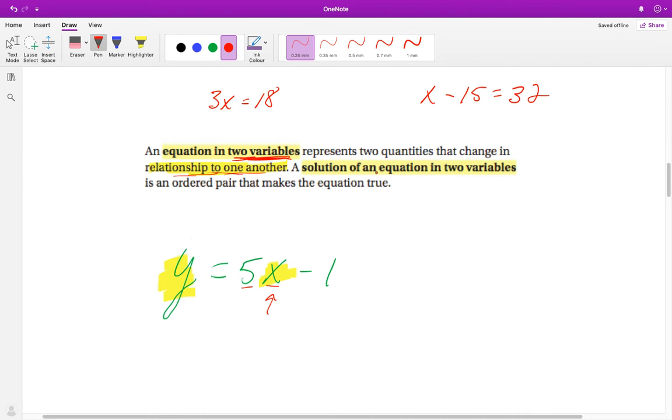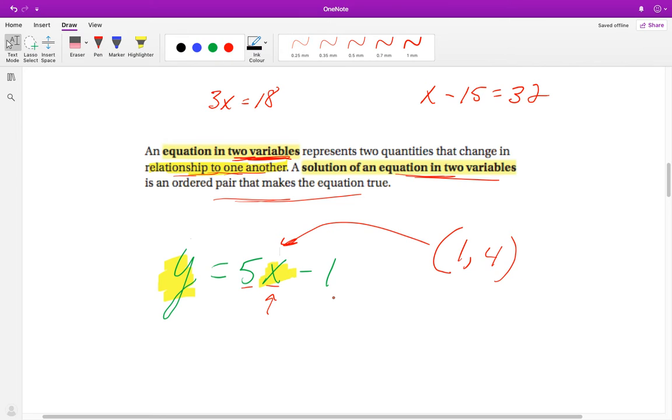And then a solution of the equation in two variables is an ordered pair that makes the equation true. So as long as we plug in our x and our y value into our equation and it holds true, that means it is a solution. We'll talk about how that appears on our graph momentarily. But first, let's practice determining if ordered pairs are solutions or not.